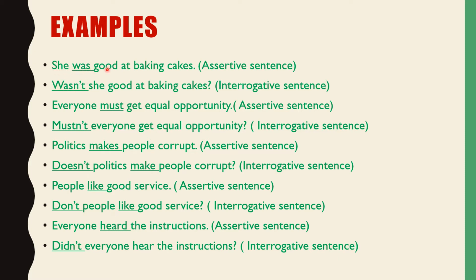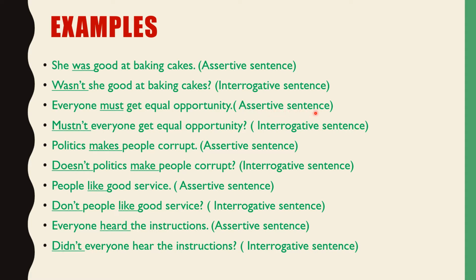Because the assertive sentence is positive. The note on the previous slide tells you that if the assertive sentence is positive, then your interrogative sentence goes as negative. Therefore, we begin by writing, wasn't she good at baking cakes? So the was will become wasn't. Let's take the second example. Everyone must get equal opportunity.